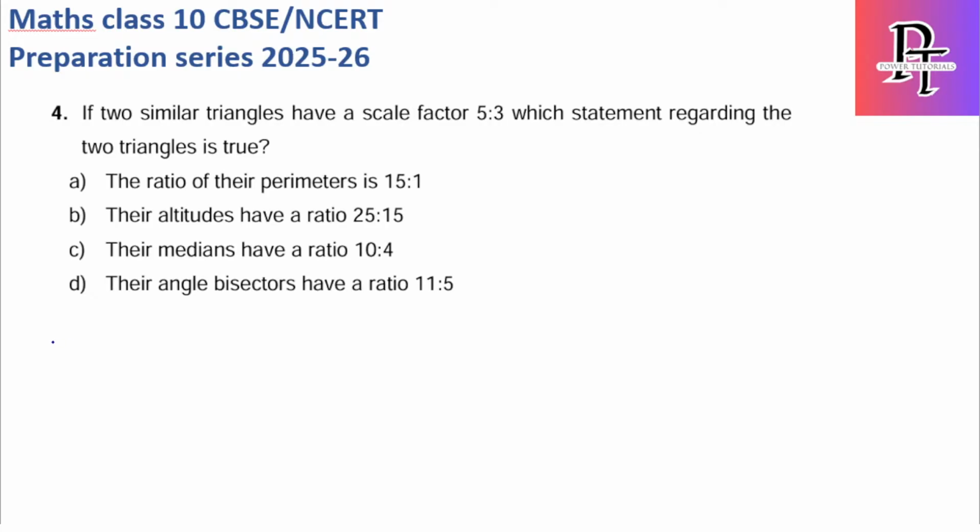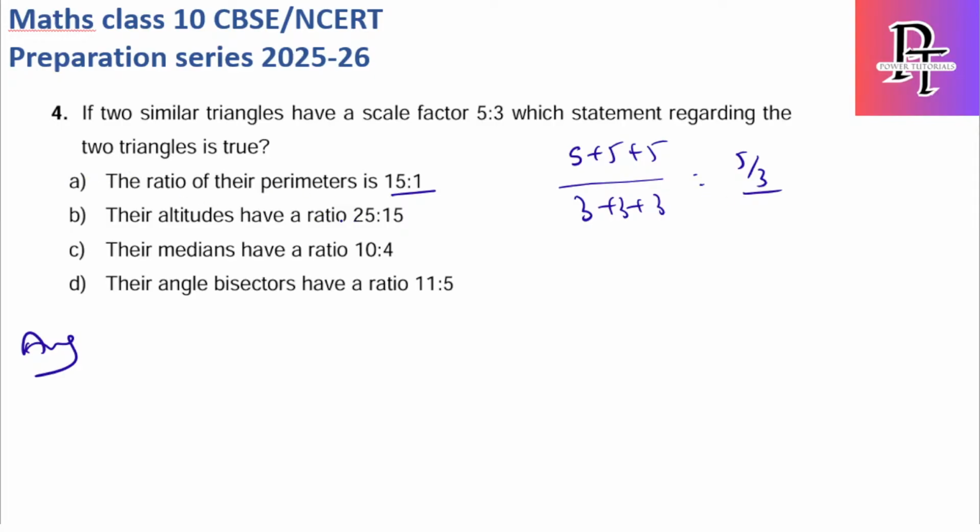If two similar triangles have a scale factor of 5:3. The ratio of perimeters, no, because we have only with respect to sides, not perimeters. So if you want it with respect to perimeters, then it changes. Let's understand. If it is with respect to perimeters, then it should become 5 plus 5 plus 5 by 3 plus 3 plus 3, and it should again be 5 by 3. But here it is 15:11, so this is wrong.